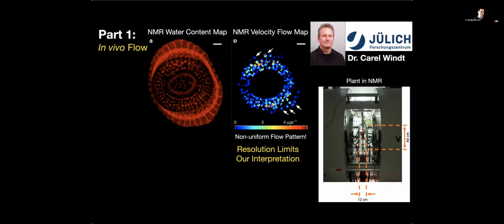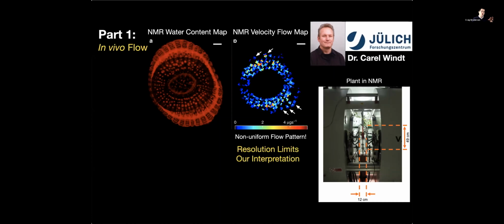You can see an example in the lower right-hand corner of the plant in the very specialized magnet NMR system that they have there in Jülich that Carl helped us with. He took a Cabernet Sauvignon plant, put it inside of the magnet, and was able to provide this NMR velocity flow map, which is on the right. The blue areas show regions or vessels where there is low flow, and as the flow increases, it changes from green to yellow to red, where we see high rates of flow.